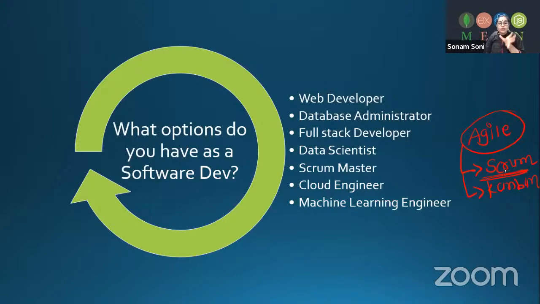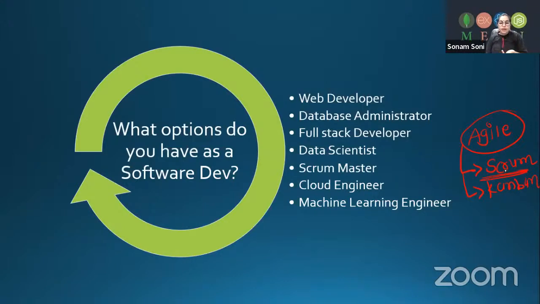So when you use this kind of methodology, your team must be divided into three parts. There must be a product owner, then you have a scrum master, and you have a development team. The scrum master is the one who manages the communication between the product owner and the development team. Okay, so this is a very important role while managing your team.